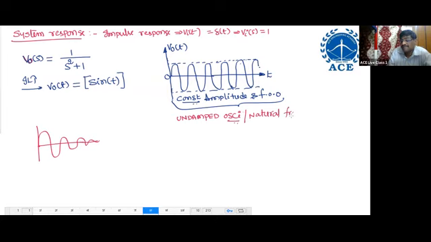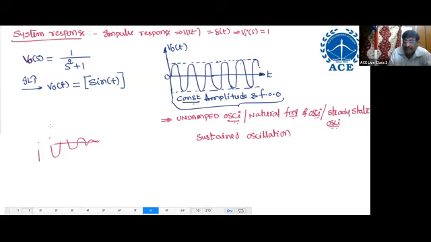The natural frequency of oscillations are steady state oscillations. Even it is called steady state oscillation, or you can call it sustained oscillations. All are the same. So whenever they say undamped oscillation, natural frequency of oscillation, sustained oscillation, or steady state oscillation, all are the same.